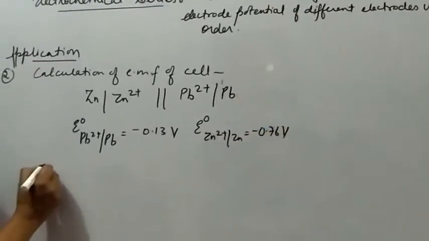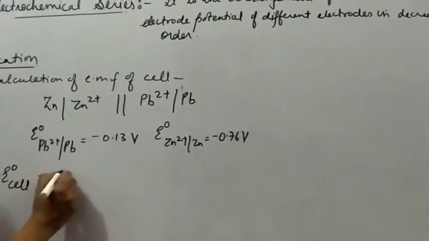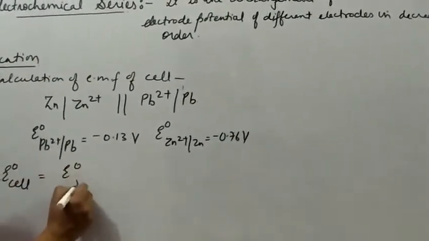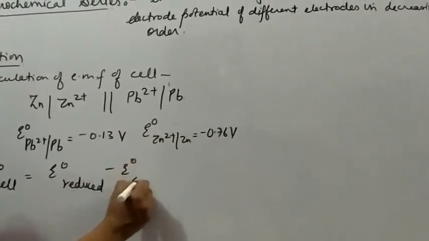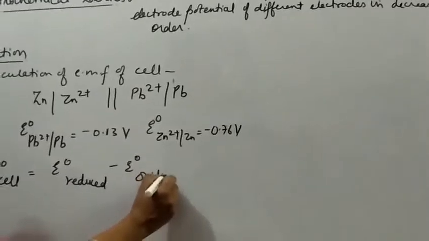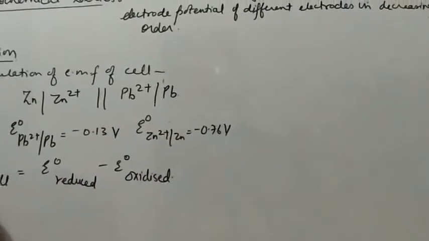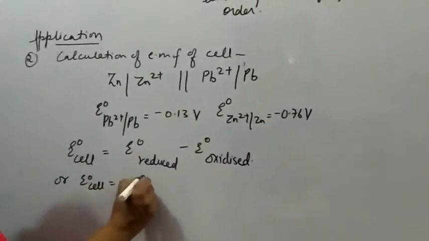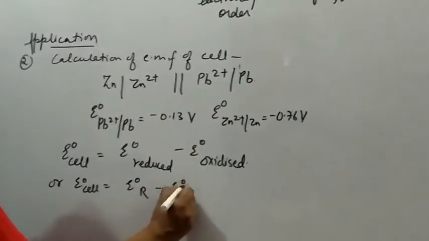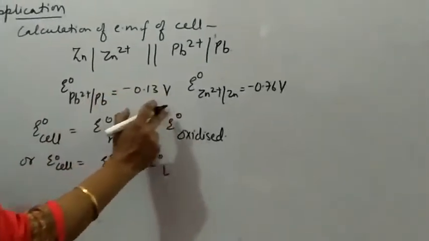Now to determine the cell potential or EMF of the cell, what is the formula? It is simple, and we have done it earlier also: E naught reduced minus E naught oxidized. Or we can write it, for convenience, as E naught right minus E naught left. So students, you will just put in the values, because here the values are given to us.